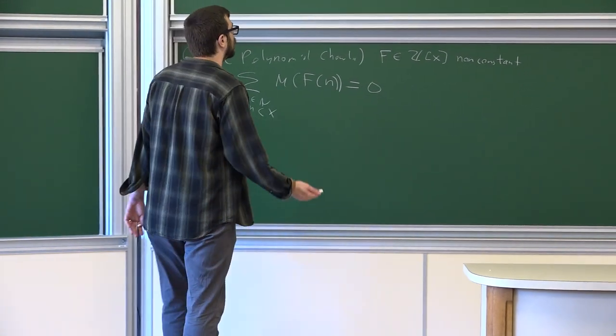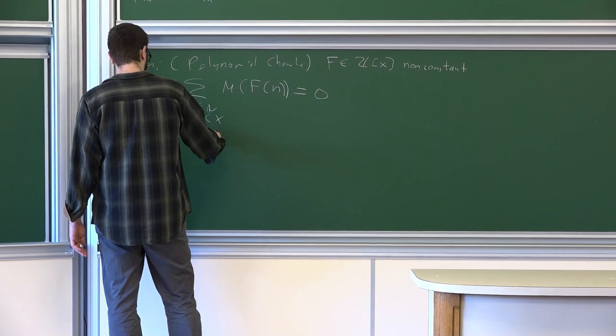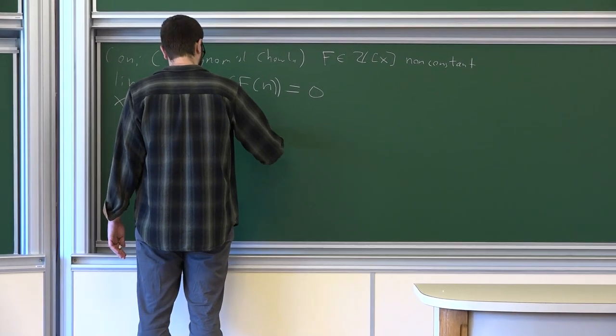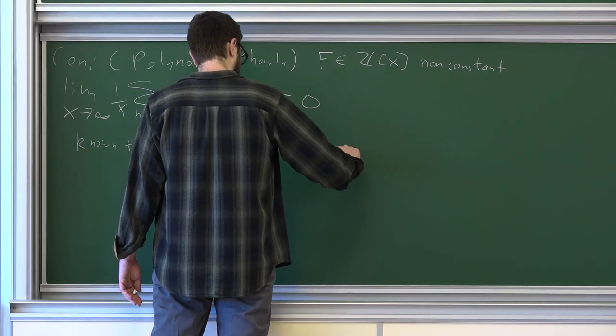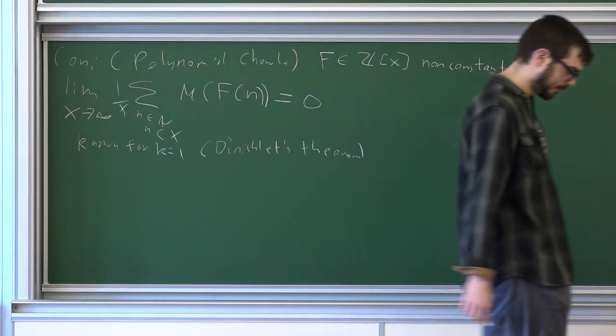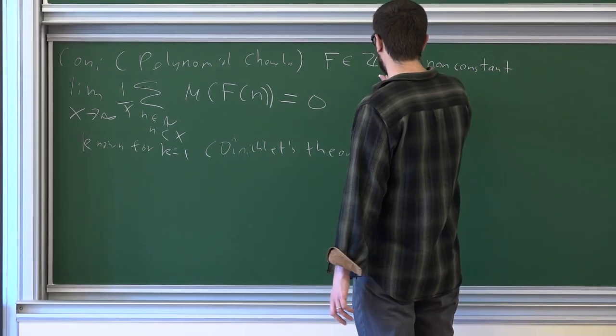Okay, this is known for k equal to 1. And it's essentially a version of Dirichlet's theorem on primes in arithmetic progressions, because a polynomial of degree 1 is just summing over an arithmetic progression. And because you can relate these Mobius sums to sums over primes. Oh, yeah, sorry. Not constant. Yes, degree k.